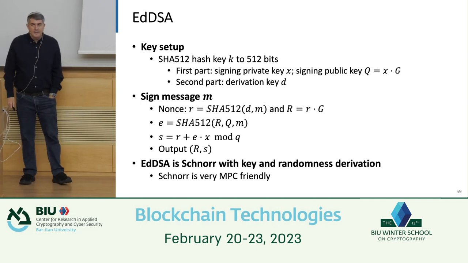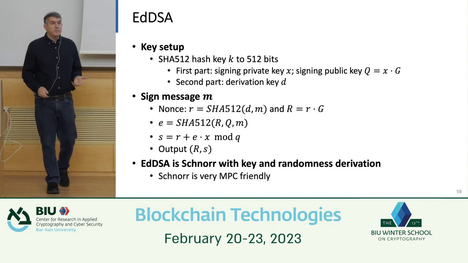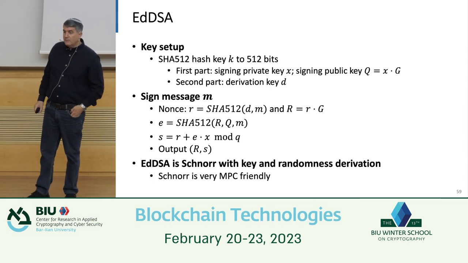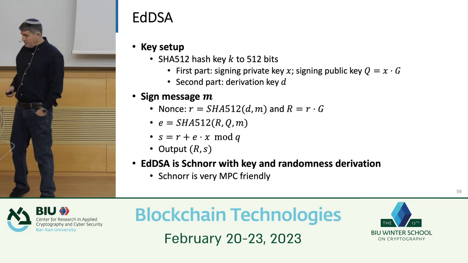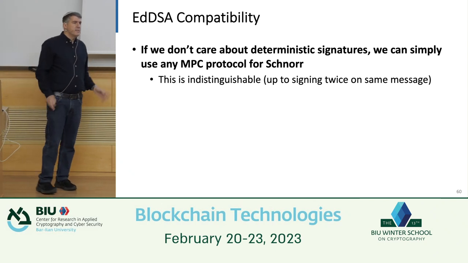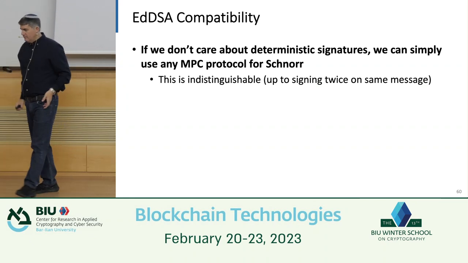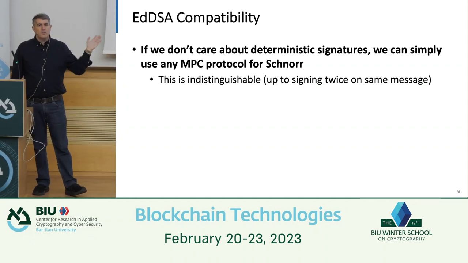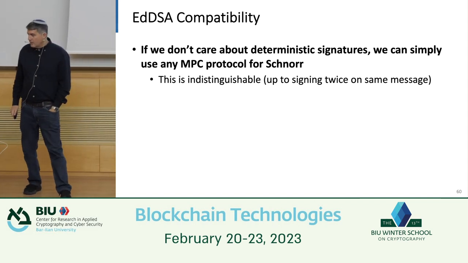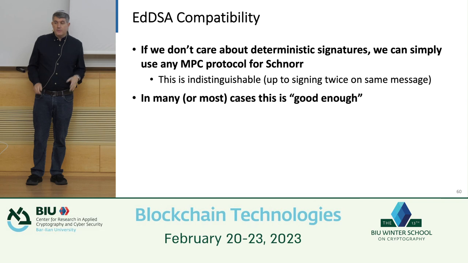Schnorr is very MPC friendly, and EdDSA is extremely non-MPC friendly. And in fact, in general, most MPC implementations of EdDSA are not really EdDSA. They are Schnorr over the Edwards curve, indistinguishable up to the fact that they're very often probabilistic. Okay, so if we don't care about deterministic signatures, then we can just do Schnorr and say, I don't care. And again, as long as I'm not signing the same message twice, so I'm not supporting those dApps, then I'm absolutely fine with working in this way. I would argue that in many, or maybe even most cases, this is good enough.